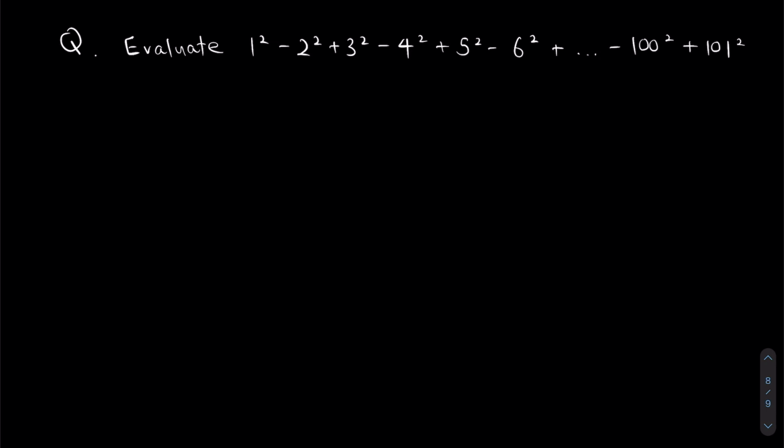So there's some sort of a pattern going on here, right? We're basically alternating between minusing and adding of square numbers. So it's minus, plus, minus, plus, minus, plus. And the pattern goes on.